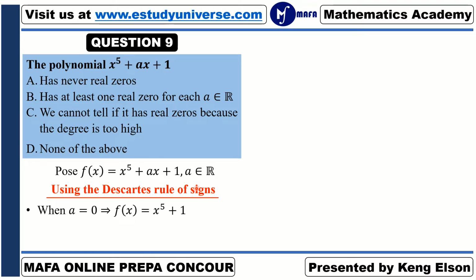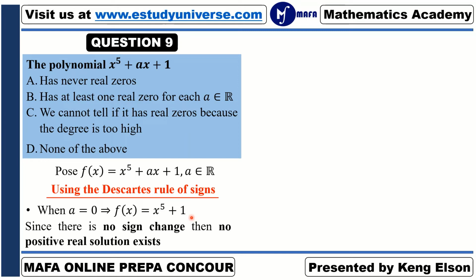So f of x is equal to x to the power 5 plus ax plus 1. We are going to consider separate cases of a. Since a is a real number, it's preferable that we take 3 cases. We first of all make a to be 0, then we take a to be greater than 0 and a to be less than 0. We are choosing 0 because 0 is neutral. So we take a to be 0, and our f of x becomes x to the power 5 plus 1.